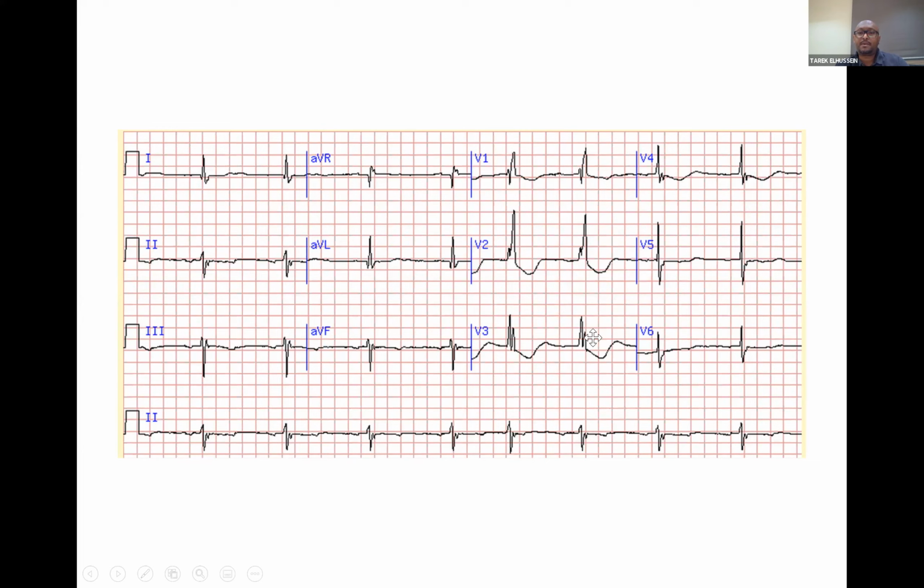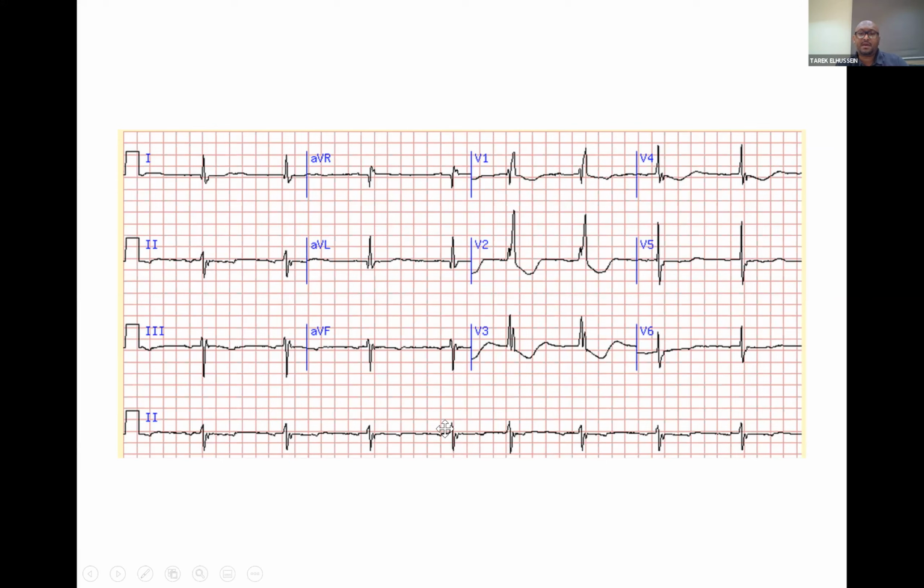There is also right bundle branch block, which is typical. RSR pattern in V1, QRS more than 120, slurred S upstroke in V5 and 6, and also in the high lateral leads. You see the S wave is slurred. So that's a left anterior hemi block and a right bundle branch block.